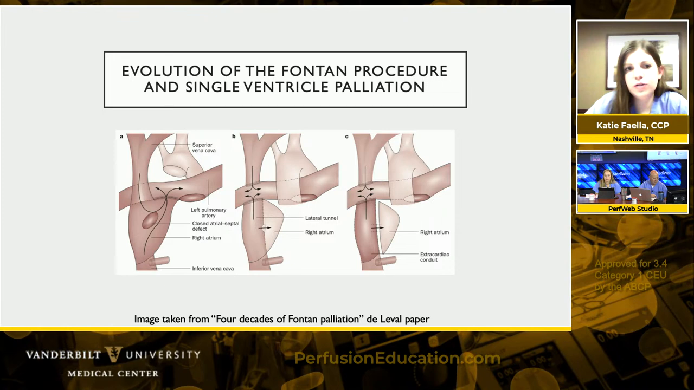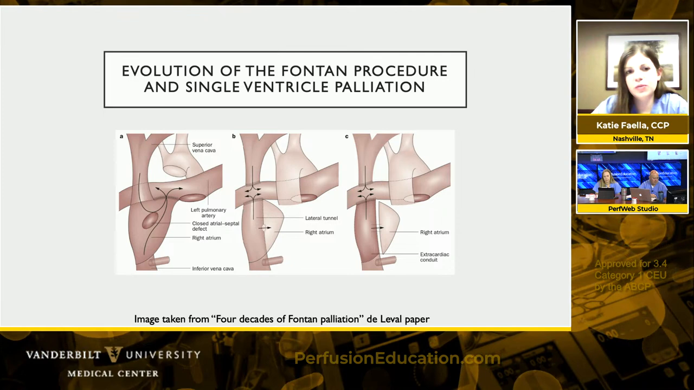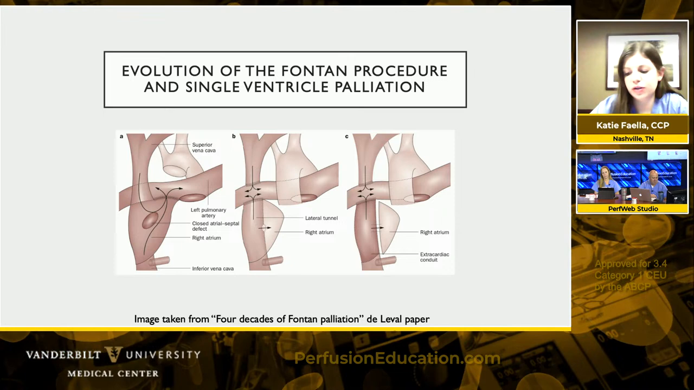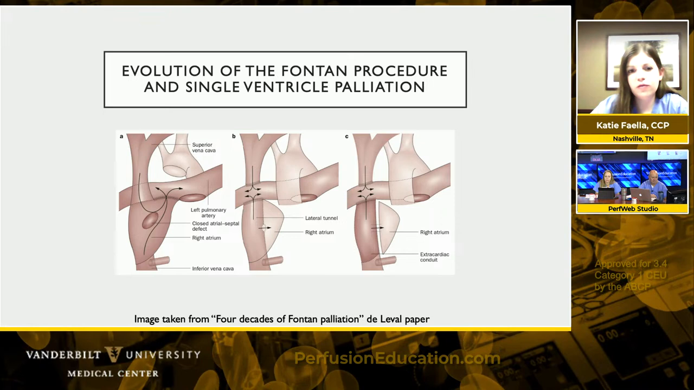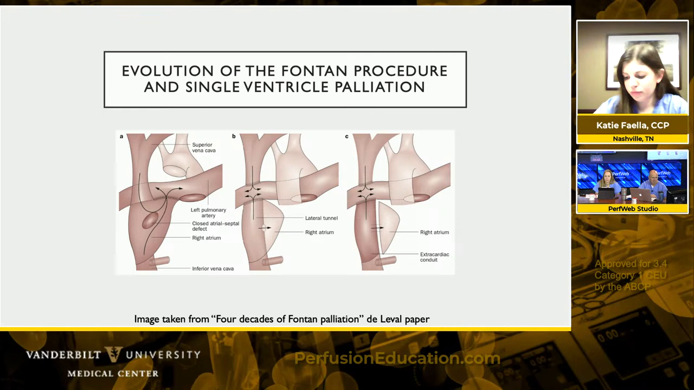If you see the first image, that's an atriopulmonary Fontan. You can see it involves a direct connection between the right atrium and the pulmonary artery. The idea behind this was that the hypertrophied right atrium could act as a pump, so you would have some pump power to the lungs and not just all passive circulation. But it had some poor results due to lots of arrhythmias involving that atrium, and the flow dynamics really were not ideal.